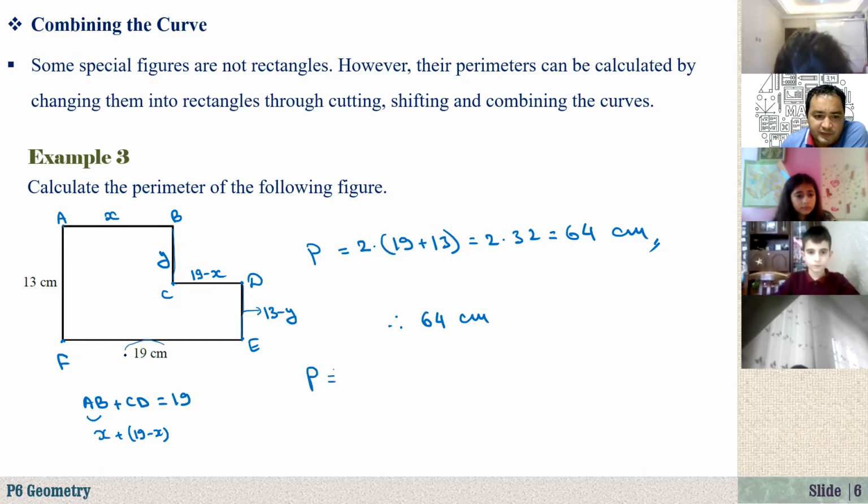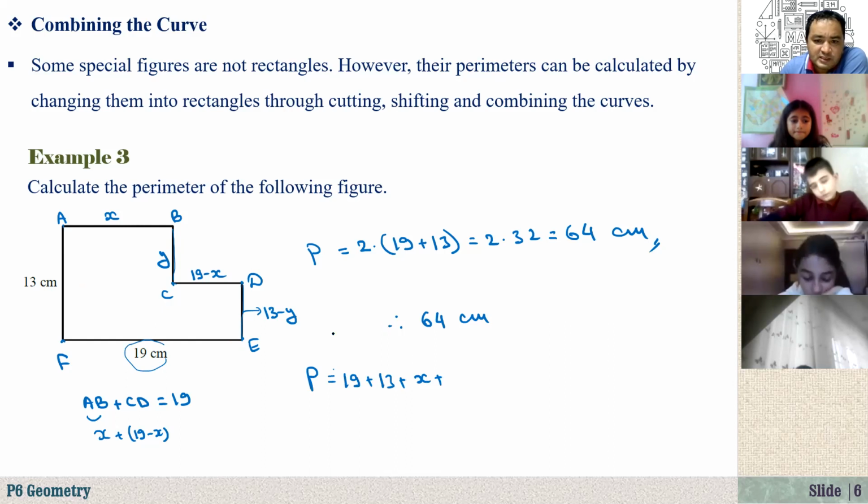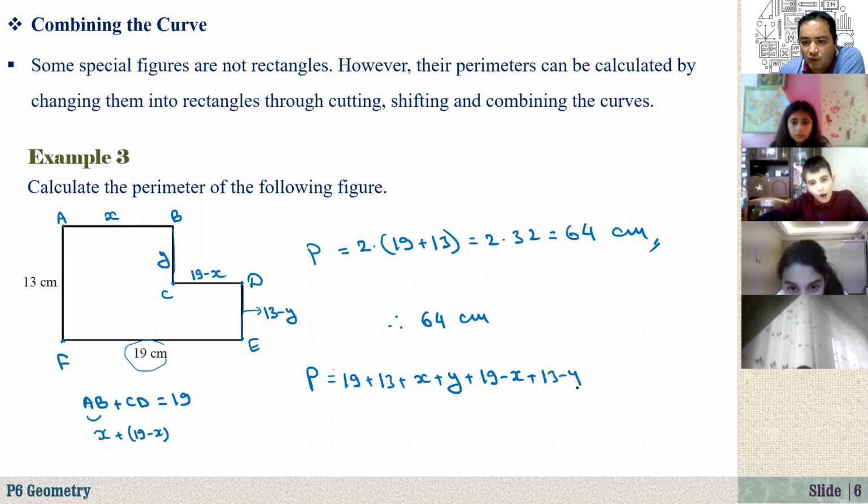Starting from 19 and going in a clockwise direction, here we have 19, plus the next side FA, that is 13, plus the next side AB, that is X, plus the next side BC, that is Y, plus the next side CD, 19 minus X, and the next side DE, that is 13 minus Y.